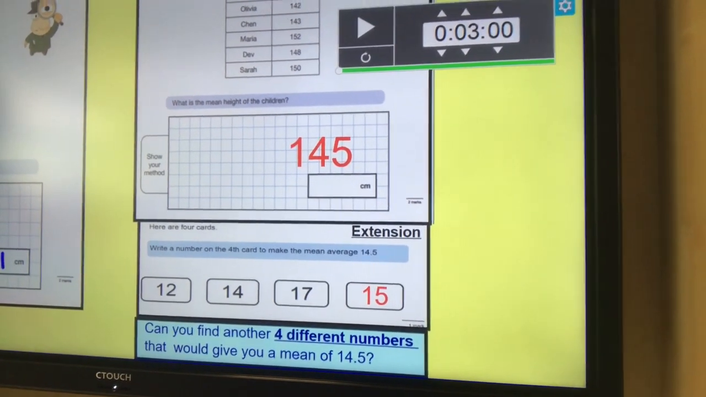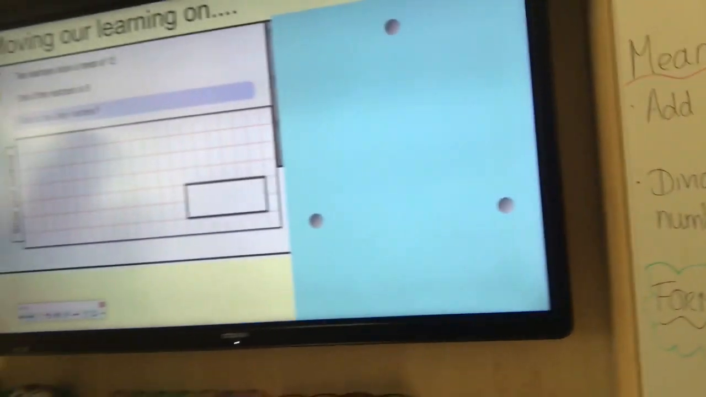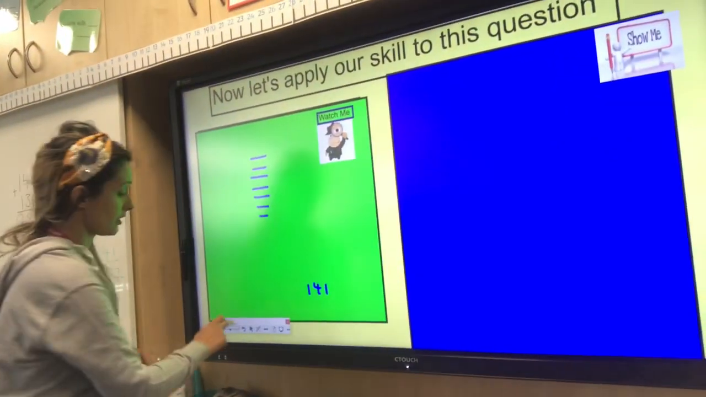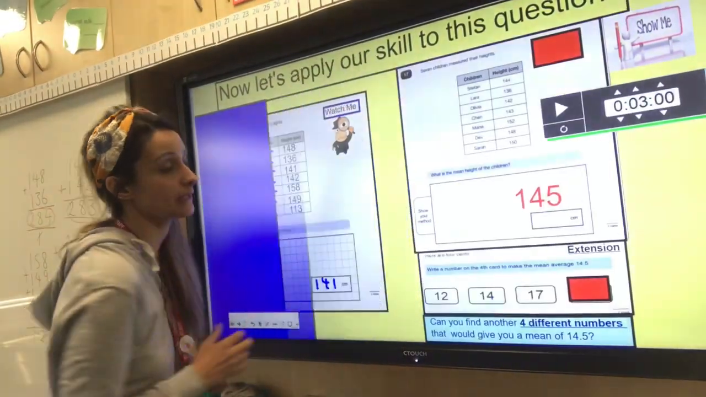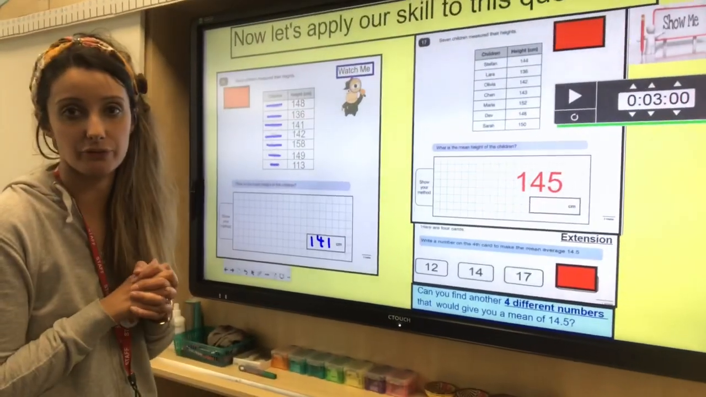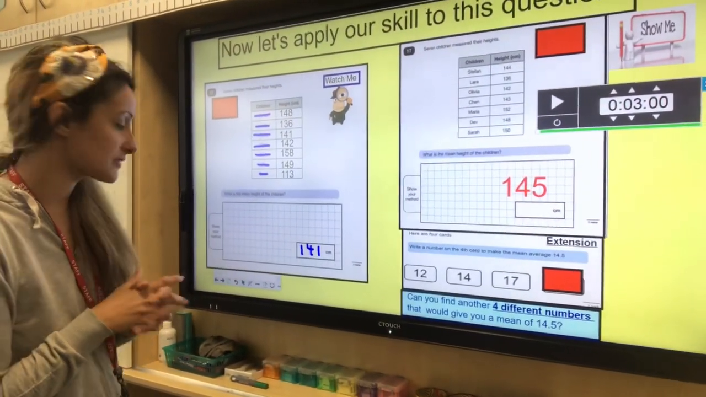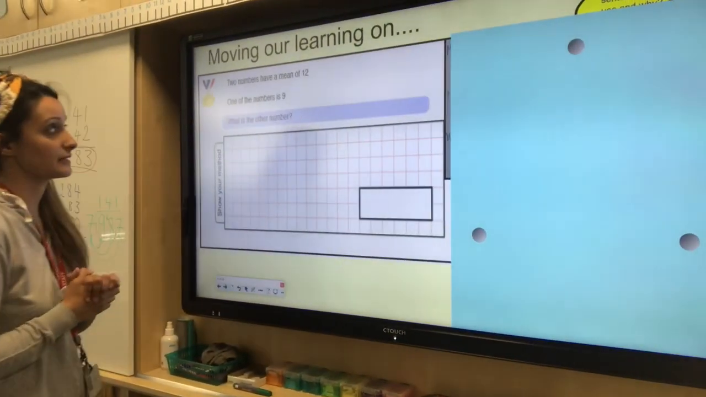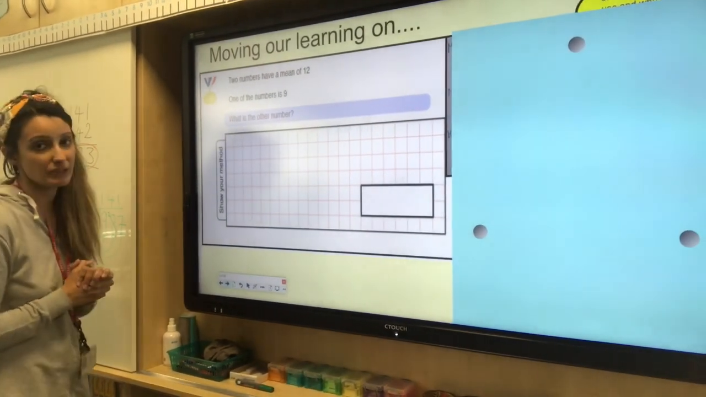So at this point here, you can either choose to go onto the school website and have a look at the mean work that we've left there for you. Or if you think you want a little bit more of a challenge, let's have a look at taking it a step further. So this would be more like a gold piece of work.